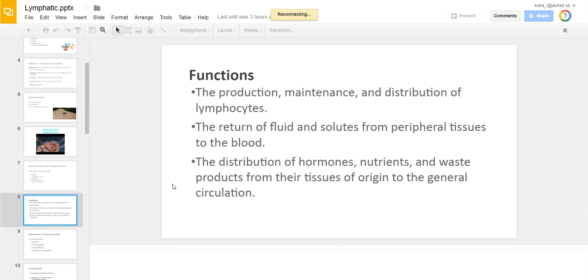Okay. Functions. So there's a couple different functions for your lymphatic immune system. It is the production, maintenance, and distribution of lymphocytes. So lymphocytes are white blood cells. They are a type of white blood cell. Remember, cytes, C-Y-T-E-S, means cell.